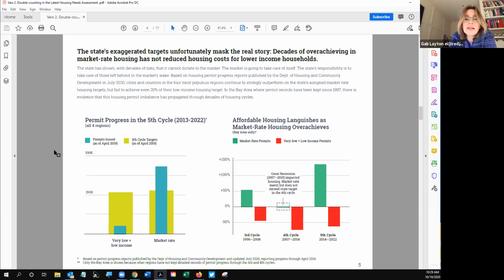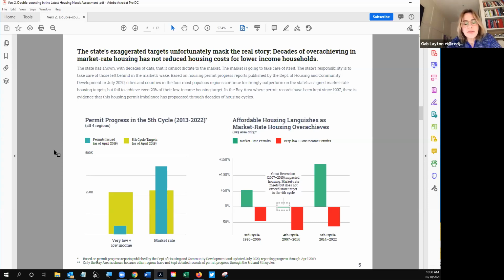On the left-hand side is the permit progress for the same 4 regions in the 5th cycle. Now, the HCD has only published up until 2019. The permits have been issued in 2019. So for a lot of these regions, we're only halfway through. But even last year, we have been tracking at the same rate. So we've actually looked at the prorated numbers, where we should be against our targets and where we are.